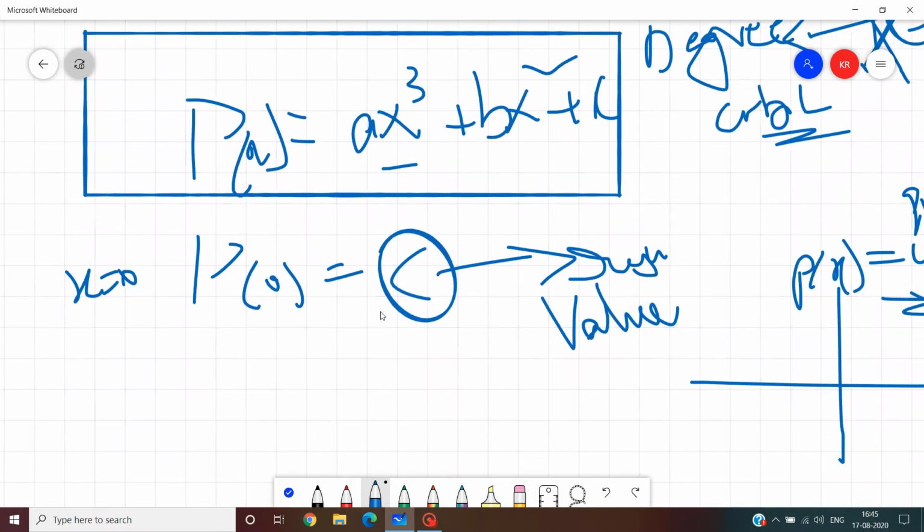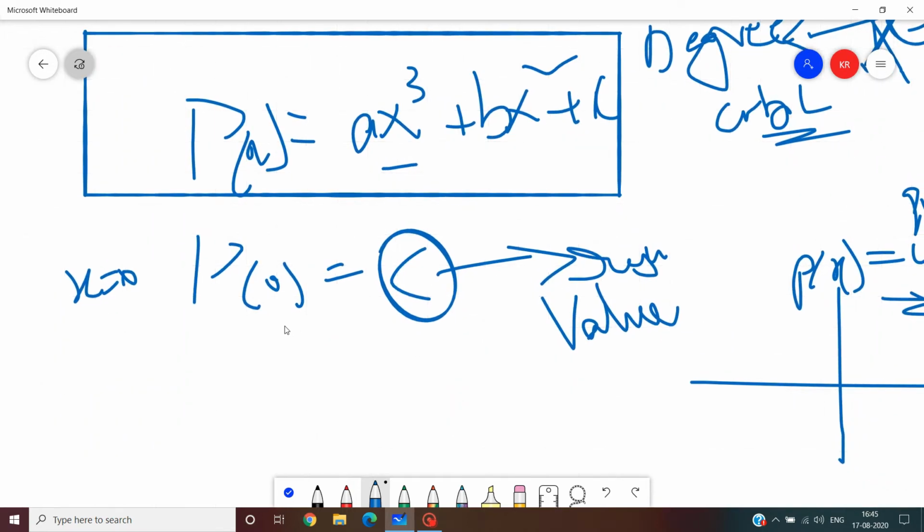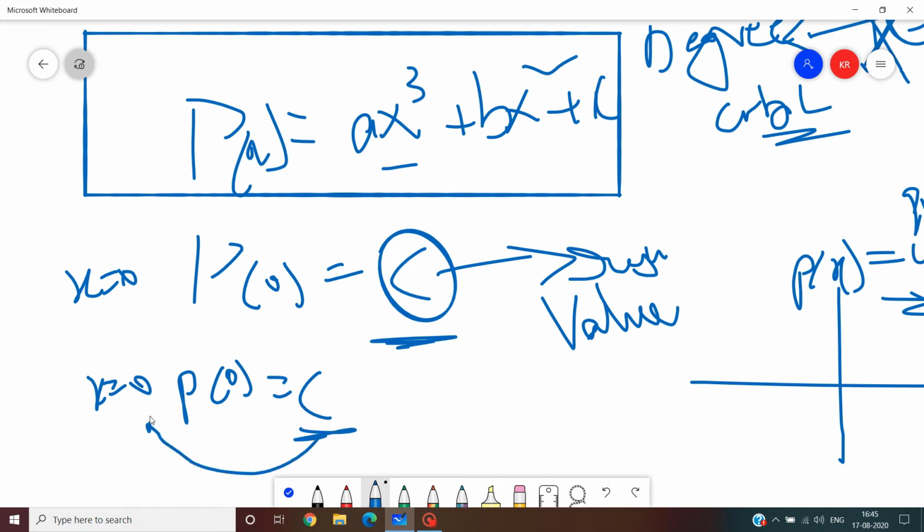So how to define it? If you place any value in place of the unknown term, then the final result is called the value of the polynomial at a given number. See, at x is equal to 0, p of 0 is equal to c. So c is the value at x is equal to 0 for the polynomial equation.